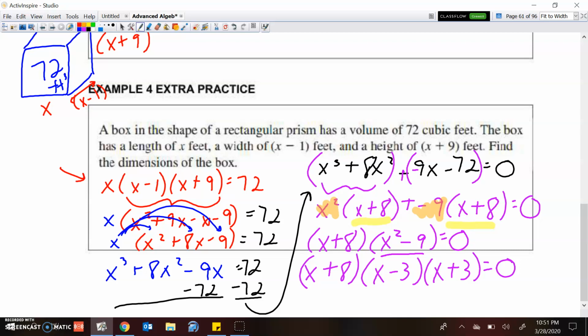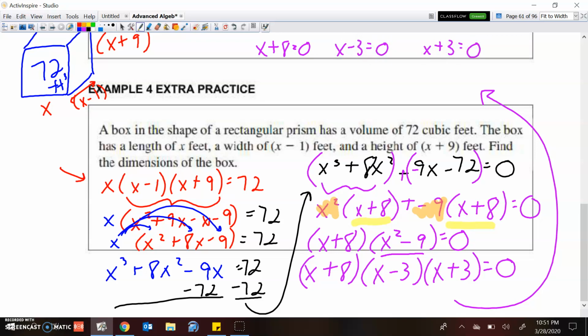Okay, let's set each of these equal to 0. For the last portion, I'm going to say x plus 8 equals 0, x minus 3 equals 0, and x plus 3 equals 0. Okay, I'm going to subtract 8 on both sides. I get x equals negative 8. Here I'm going to add 3 to both sides. And I get x equals 3. And here I subtract 3 on both sides. And I get x equals negative 3.